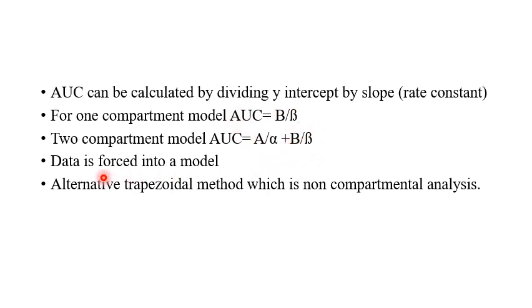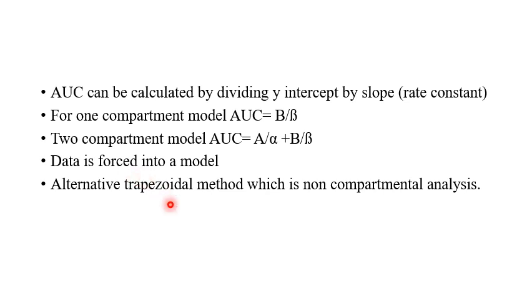Now I am going to discuss another point, that data is forced into a model. Basically the method that we are discussing requires the data of the plasma drug concentration time curve to be fitted, or forced to fit, into a model, and the models are one compartment or two compartment. We try to fit our data into these compartment models, and if somehow the model does not fit the data well, it means the pharmacokinetic parameters derived from the model do not accurately represent the data.